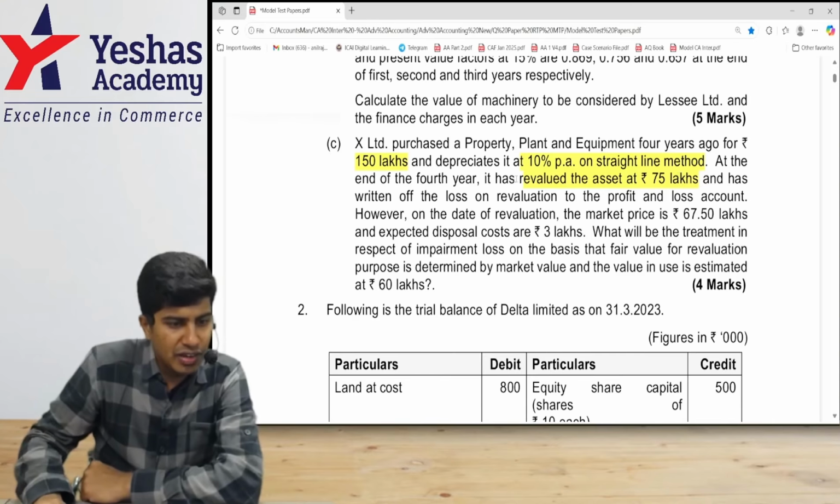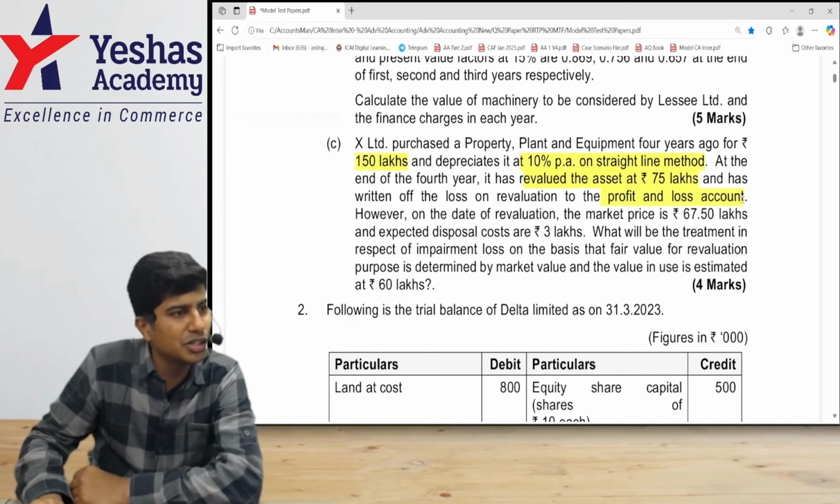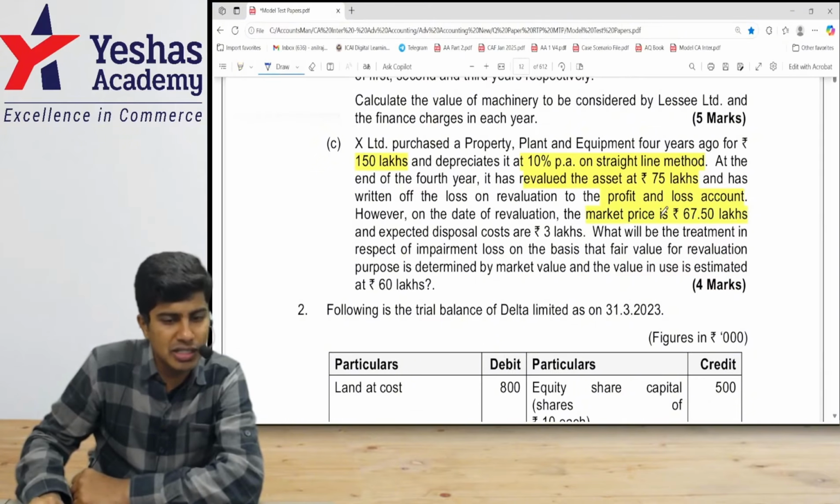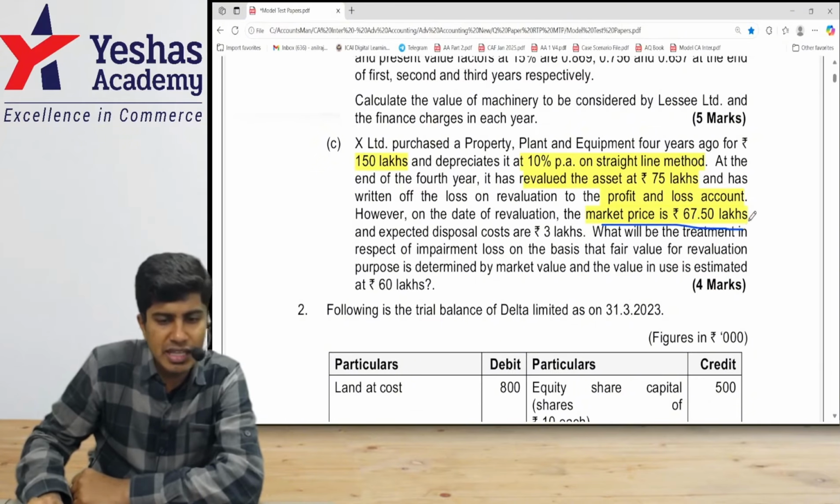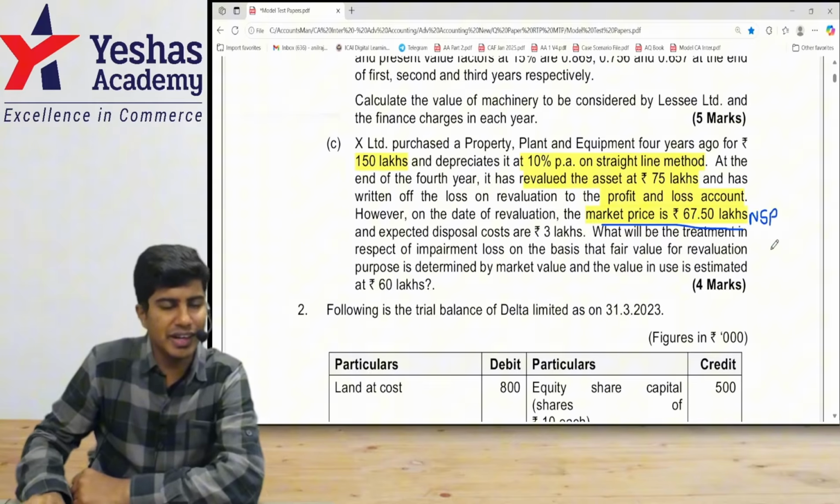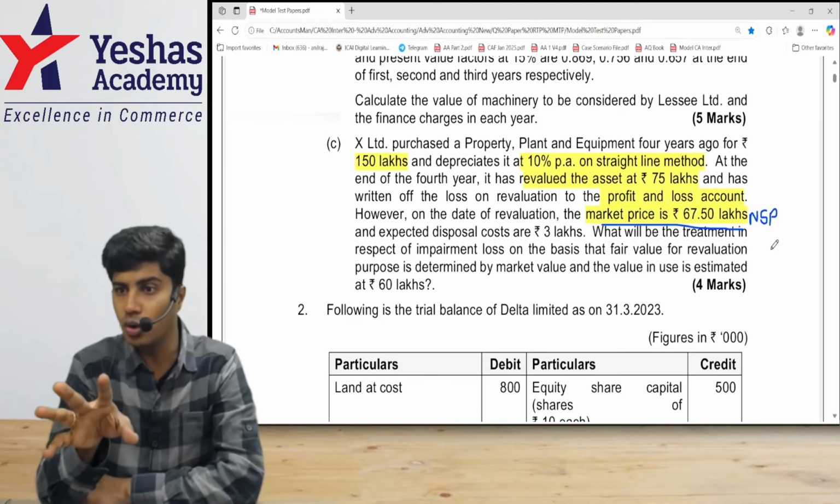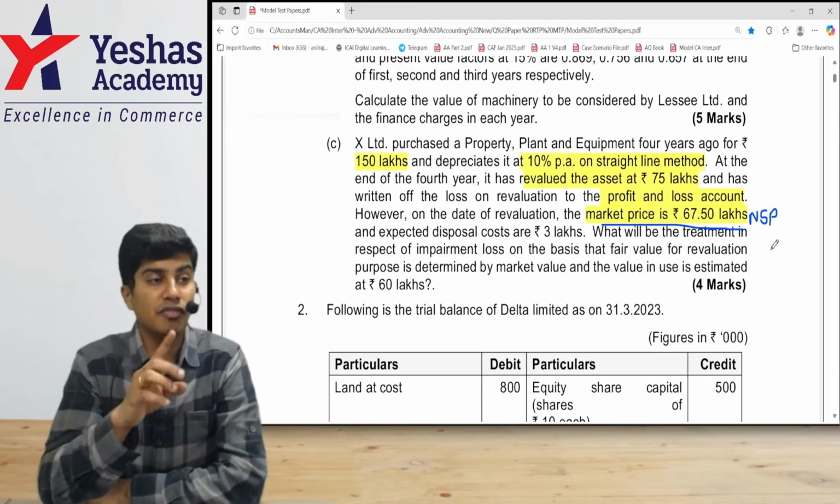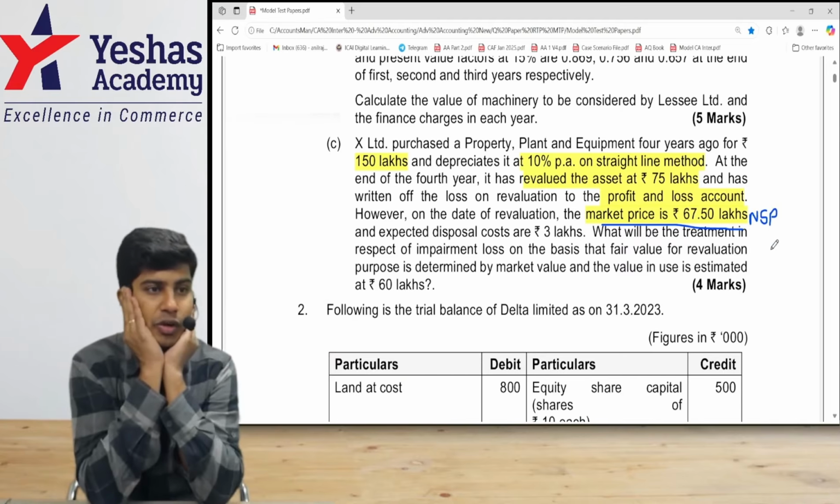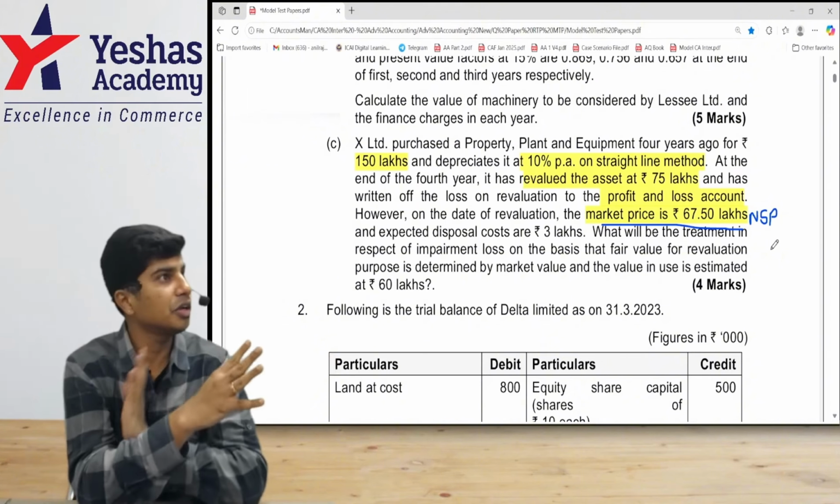Read further. Further, written off loss on revaluation to P&L. That also you don't have to think. That also they only told in the question. Not a difficult one. However, on the date of revaluation, market price is 67.5. Market value of the asset is how much? 67.5. This is NSP. Very good. Net selling price. See, net selling price can be lower than the cost. We don't really care. We don't do impairment of the asset just like that, casually one fine evening. No, we cannot do like that.